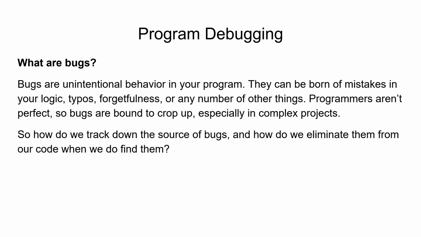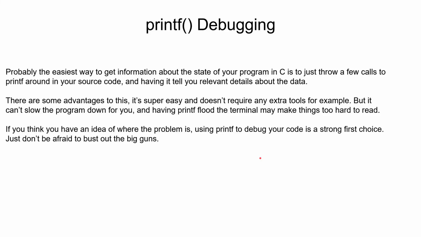So how do we track down where these bugs are, and how do we eliminate them from our code when we do find them? The easiest way to do it in C is just to use the printf function, honestly. You can have printf print out the current value of a variable as you run through your code, and that can often give you just enough information to tell you where something has gone wrong. Placing these regularly in sections of your code that seem to be having problems can be helpful to finding out what data is being corrupted or what's just being used wrong. And it doesn't require any extra tools.